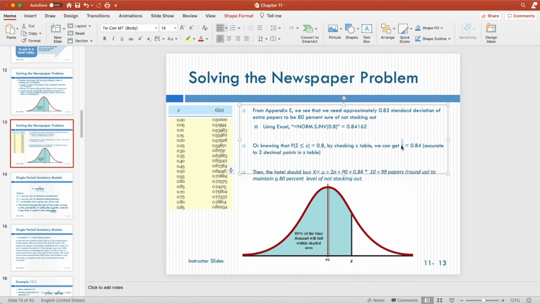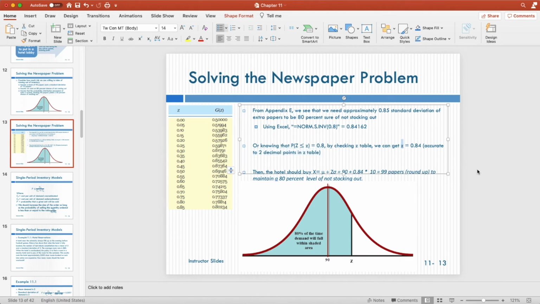But it's not equivalent to the final result. Remember what we want to get. Within this question, in order to maintain an 80% chance that we will not run out, how many copies of the paper should we purchase from the newspaper publisher as the hotel owner? That's our question, right? That's the thing that we want to generate. So we already use the z table to figure out this z value.